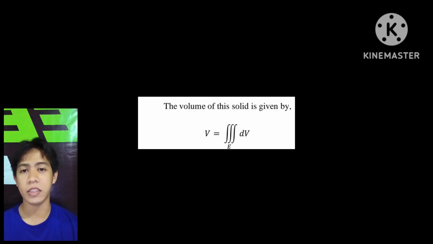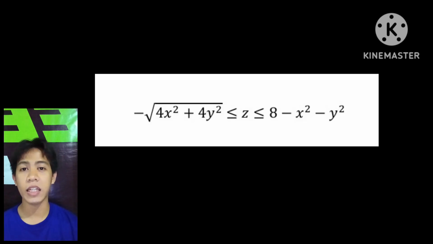So the volume of this solid is given by V = the integral of dV. The next step is to establish the limits for the integral. From the sketch we made, it's clear that we'll need to integrate with respect to z. Here are those limits: -√(4x² + 4y²) ≤ z ≤ 8 - x² - y².